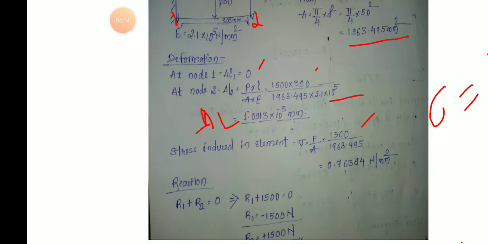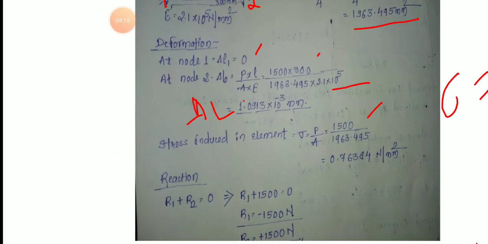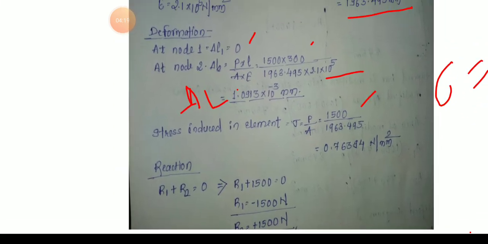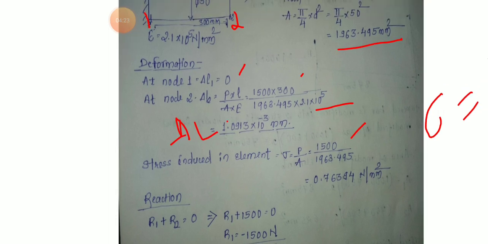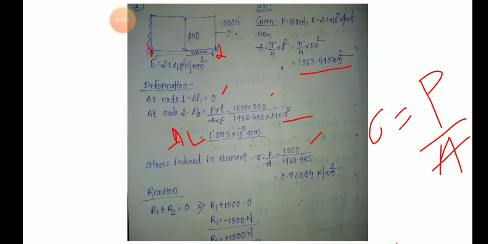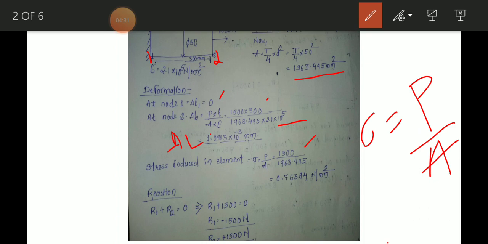And at the end, we have to calculate the reactions at node number 1 and node number 2. Fine. So this is the expression: R1 plus R2 is equal to 0. That is, when we add both the reactions, we have to get 0. Why is it 0? It indicates the system is in equilibrium. Both the reactions are equal and opposite to each other.